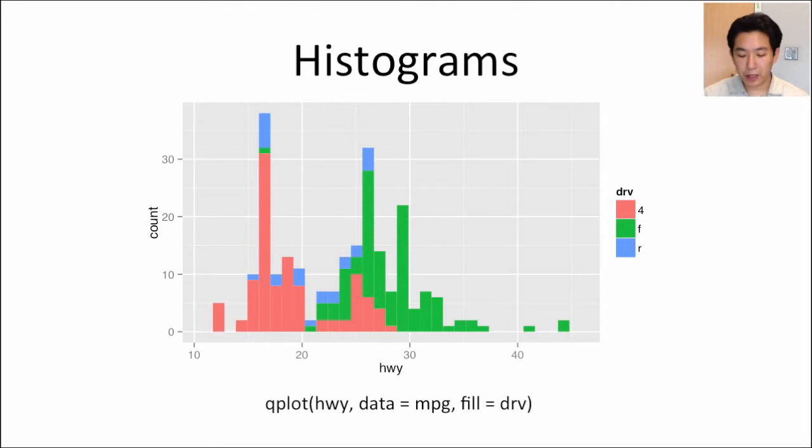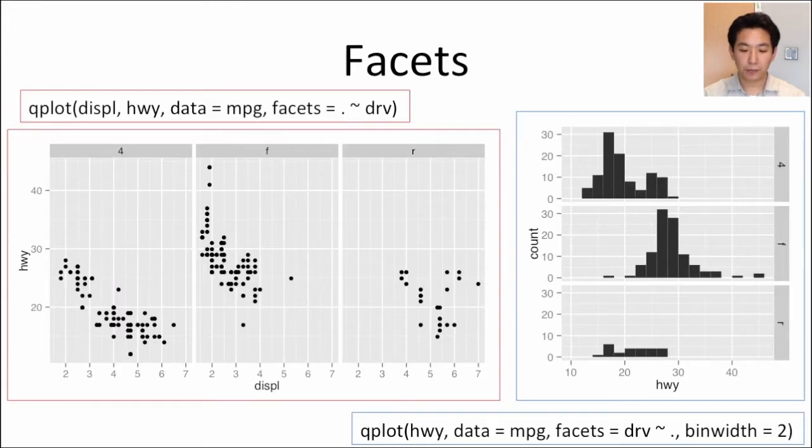You can make a histogram with the qplot function by only specifying a single variable. Here I only specify the highway variable, and it shows me the highway mileage for all the cars in the data set. But then again, I like to separate out which cars are four-wheel drive, which are front-wheel drive, etc. So instead of the color argument, I specify the fill argument, which says that the different elements of the histogram are going to be filled with different colors based on what drive they are. Here you can see a similar picture to what you saw before, which is that the four-wheel drive vehicles tend to have the lowest mileage, and the front-wheel drive tend to have the highest mileage.